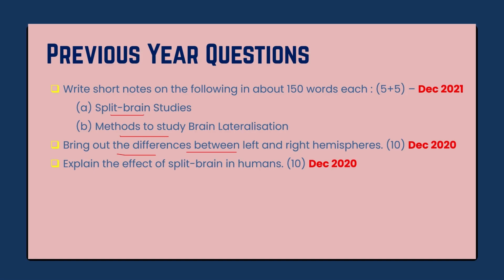Then the same year, December 2020, we had a second question: explain the effect of split brain in humans, where you have to write about Sperry and Gazzaniga's experiment. What was the observation? What was the outcome? Alright. So that was all about brain lateralization or hemispheric specialization. Right?